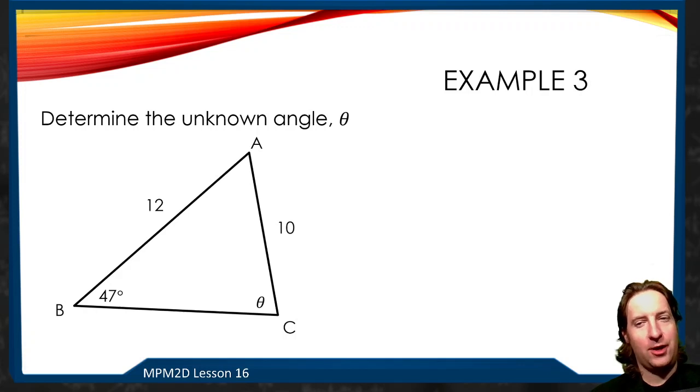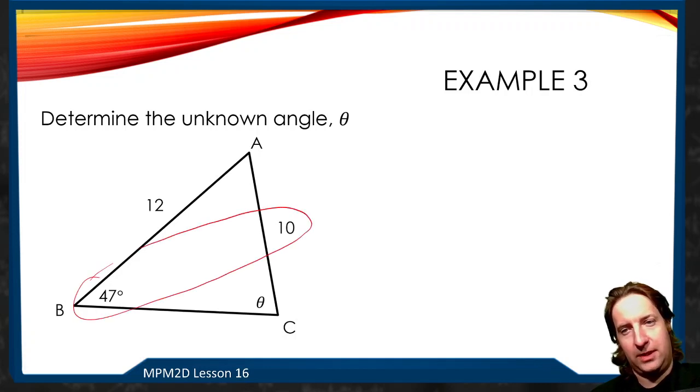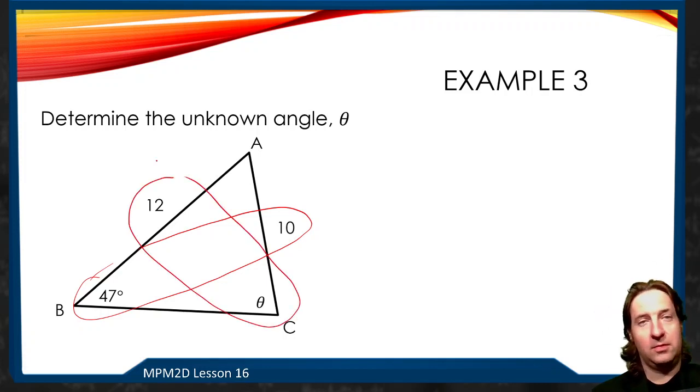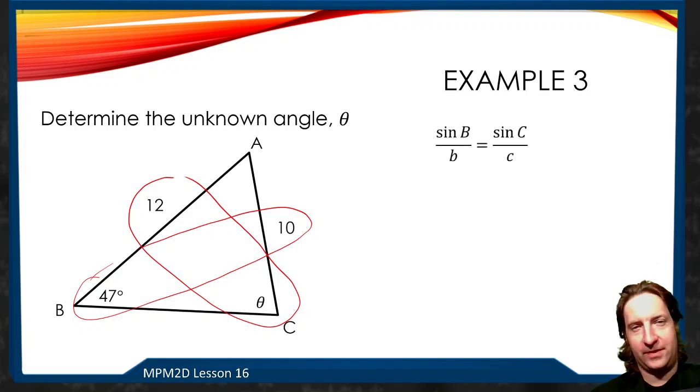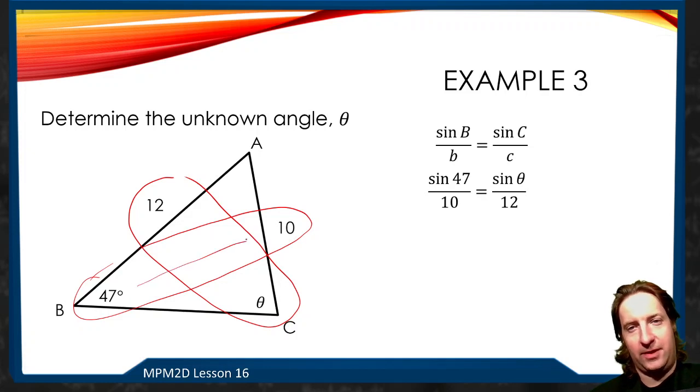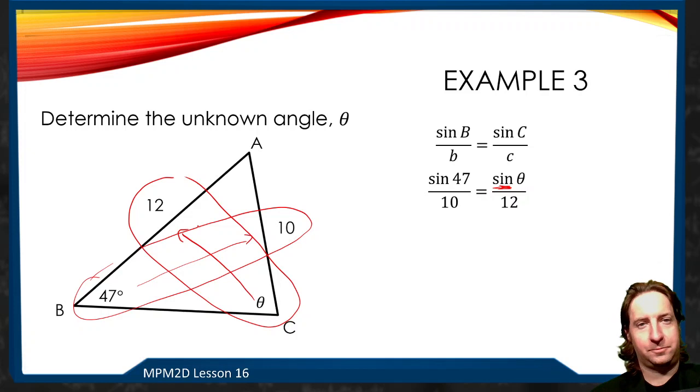Slightly different here. Unknown angle. So in the last two examples, we were looking for unknown sides. Can we do the same thing for an unknown angle? So let's look here. I have a pair of known angles and sides, opposite angles and sides, and I have another pair. So we're good to go, right? We know sine of theta over 12 is going to be sine of 47 over 10 using our sine law, right? So we have our known pair, sine 47, divided by the opposite, 10, is going to be equal to sine of theta. Careful, you don't forget this sine here. Sine of theta divided by 12.